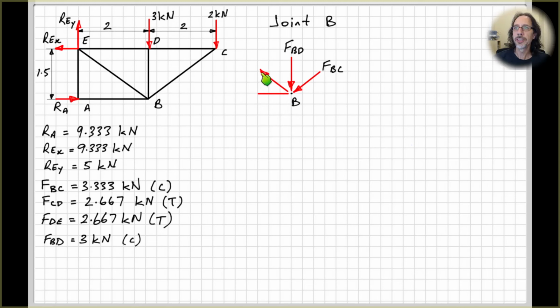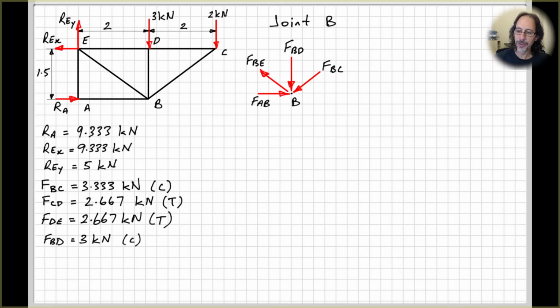So how have I got this arrowhead upwards and to the left? I've got a force acting downwards, so the vertical component of this force is acting downwards, then for this to be in equilibrium, this force has to be acting upwards. And because these 2 forces here are both acting to the left, then my force here, AB, must be to the right.